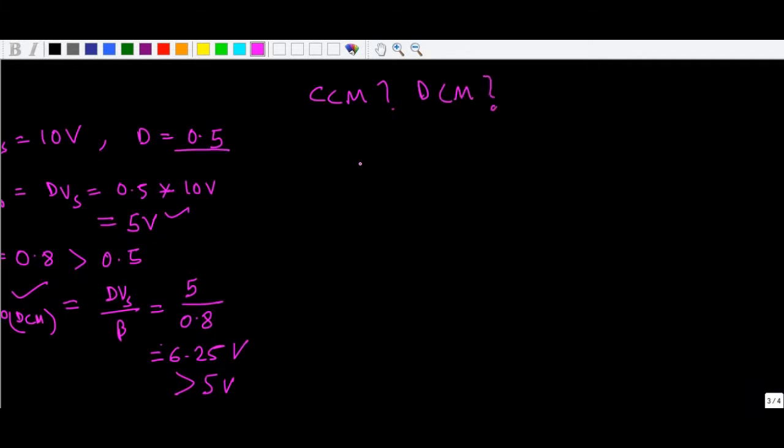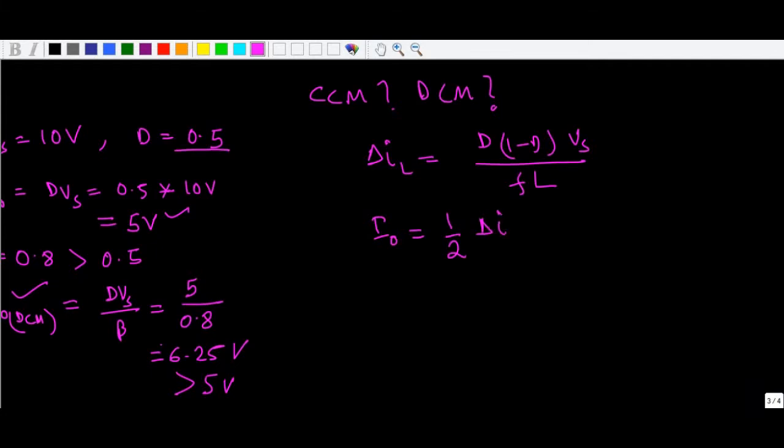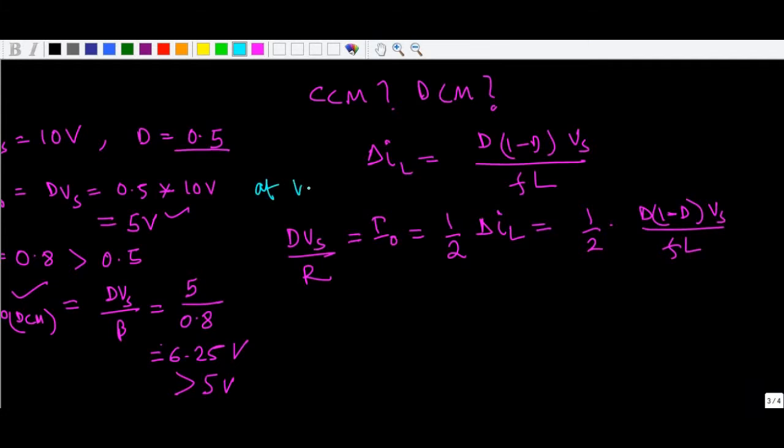So we had seen earlier that the ripple current in the inductor is given by D into (1 minus D) into Vs by FL, and at the boundary of CCM and DCM we have the load current equal to half of the ripple current. We have discussed this concept earlier also. So we have half of D into (1 minus D) Vs divided by FL. This is the load current, and load current is nothing but DVs by R. This is at the boundary.